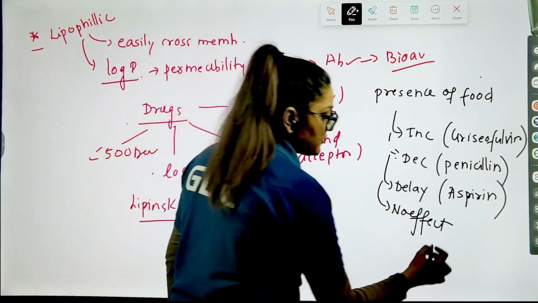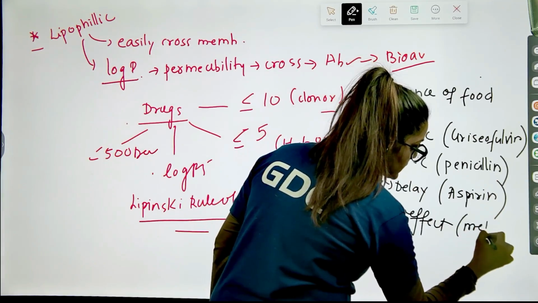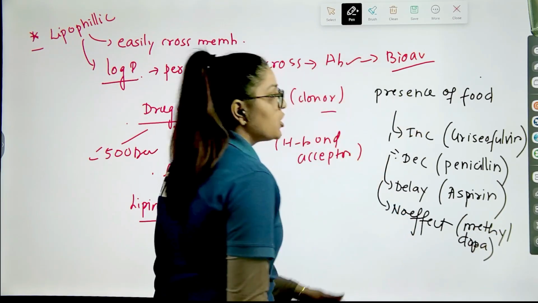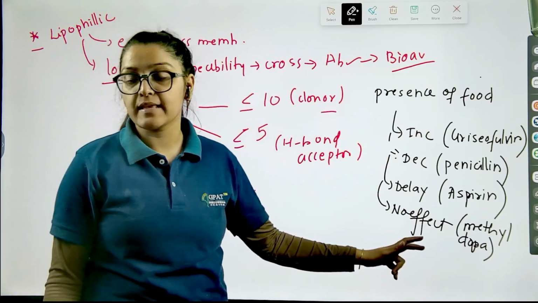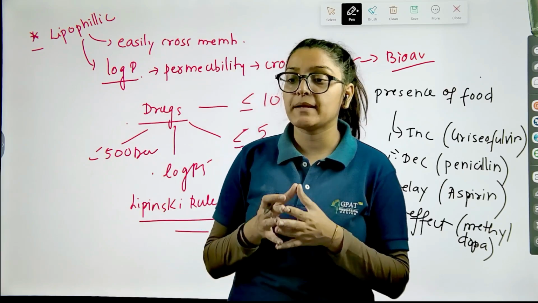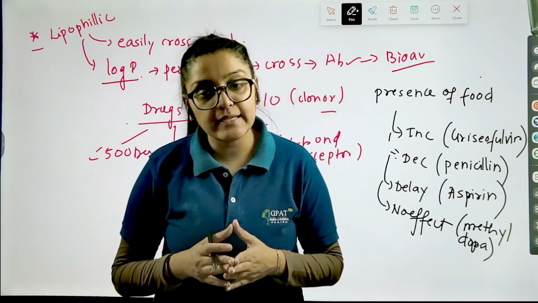For the no effect, we have an important example of methyldopa, which is not affected by the presence of food. So these are the important examples for the drugs whose absorption is going to be impacted through the presence of food.